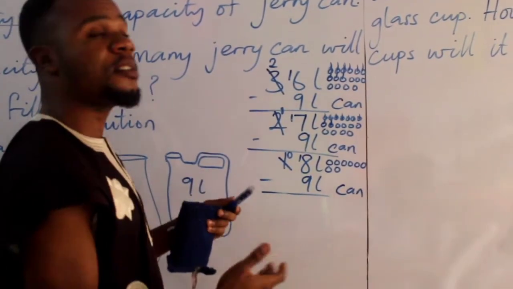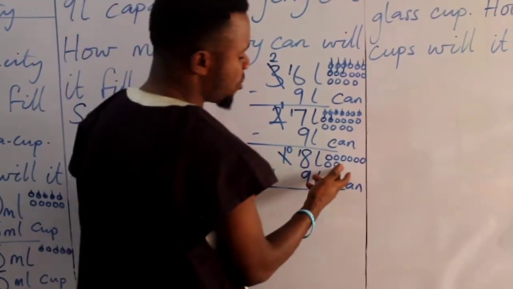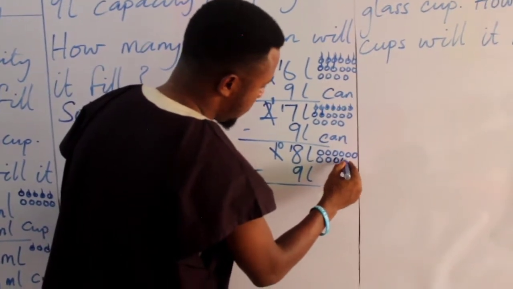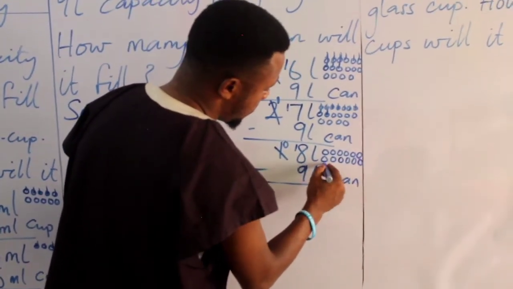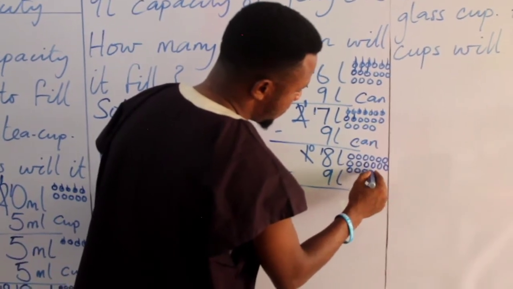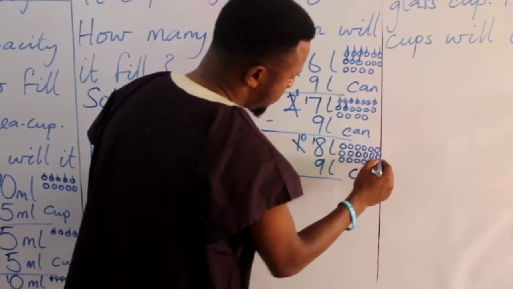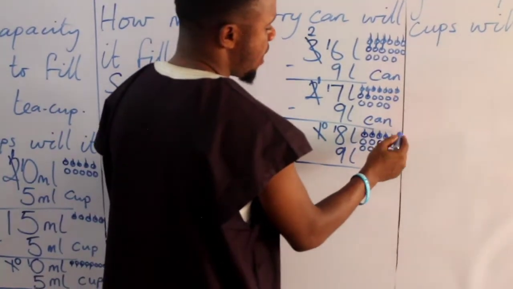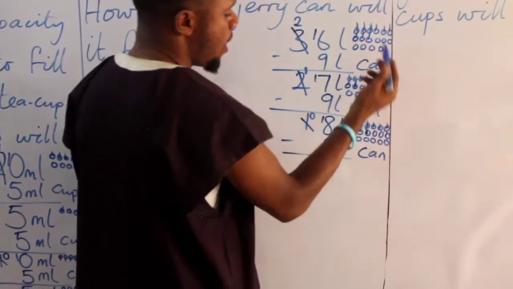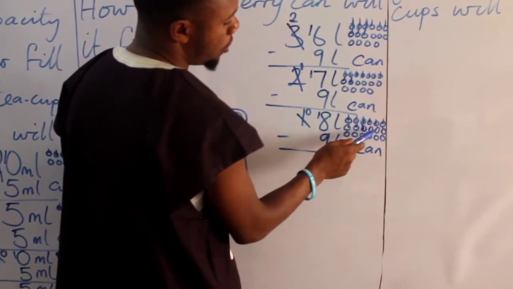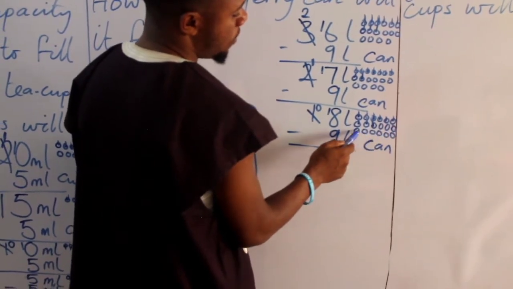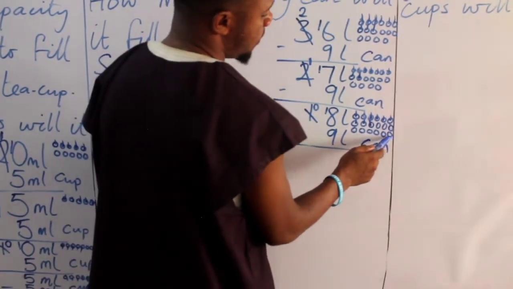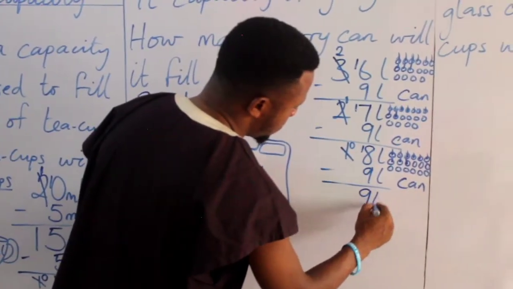Now 18 is bigger than 9, so let's count 18. Remember we stopped at what? 8. Good, let's continue. 9, 10, 11, 12, 13, 14, 15, 16, 17, 18. So take out 9. 1, 2, 3, 4, 5, 6, 7, 8, 9. What do you have left? Count with me. 1, 2, 3, 4, 5, 6, 7, 8, 9. You have 9 liters left.